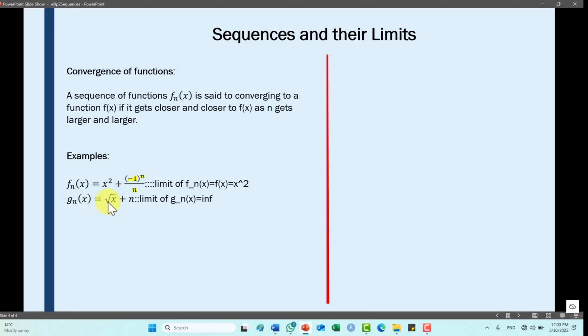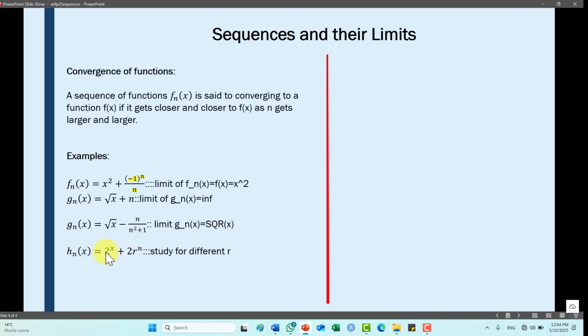Likewise, g(x) is square root of x plus n. The limit goes to infinity as n approaches infinity. Therefore, the limit of this sequence of functions does not exist. On the other hand, the limit of this sequence exists because as n goes to infinity, this second part goes to 0, and the limiting function is actually square root of x.